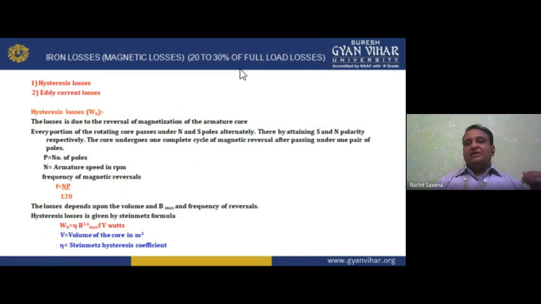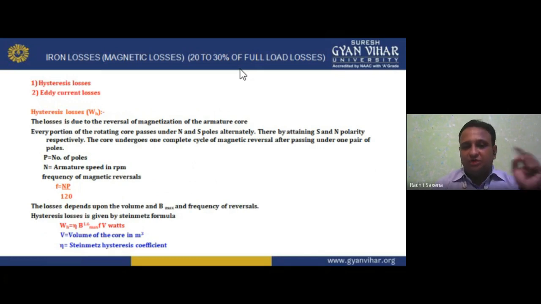Now see one, my dear student. If I am talking about DC, in DC we have no frequency. The frequency value in DC is 0. But if I am talking about AC, the frequency is 50 hertz in India, in our Asian countries, not European. In European countries, we have 60 hertz.